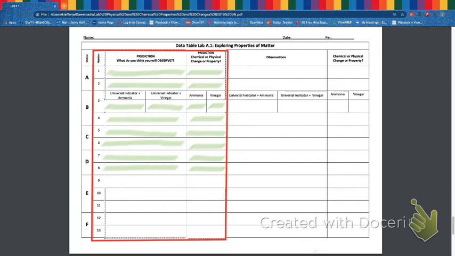Okay, investigation 9 says place a small amount of solid baking soda into a clean test tube. Add 5 drops of vinegar solution to the baking soda in the test tube. What will happen? So write down what you think will happen. And then, is it a chemical or physical change or property?